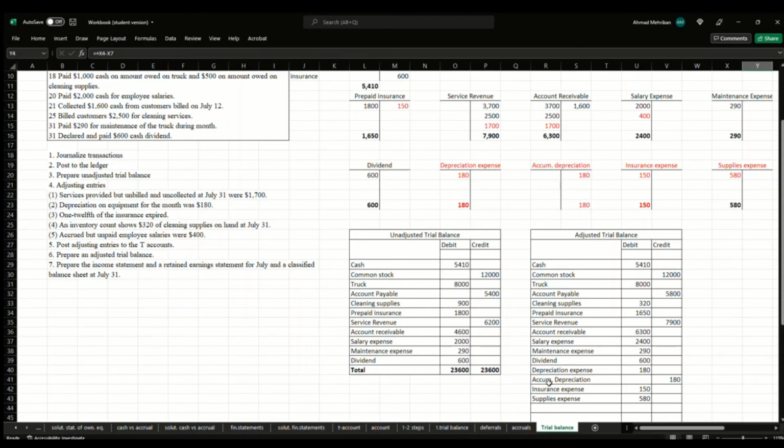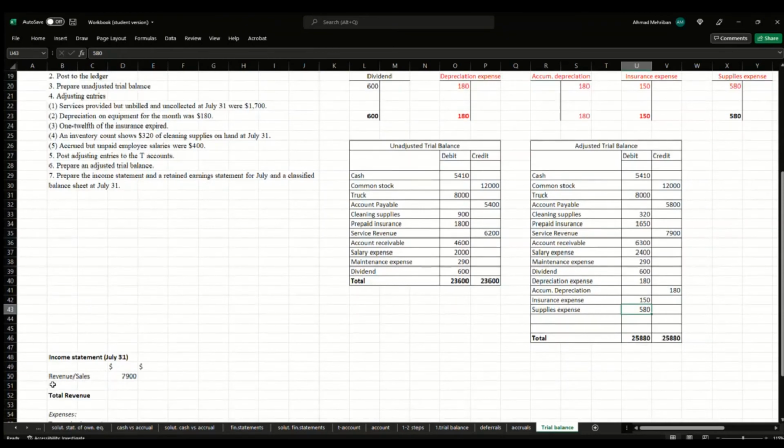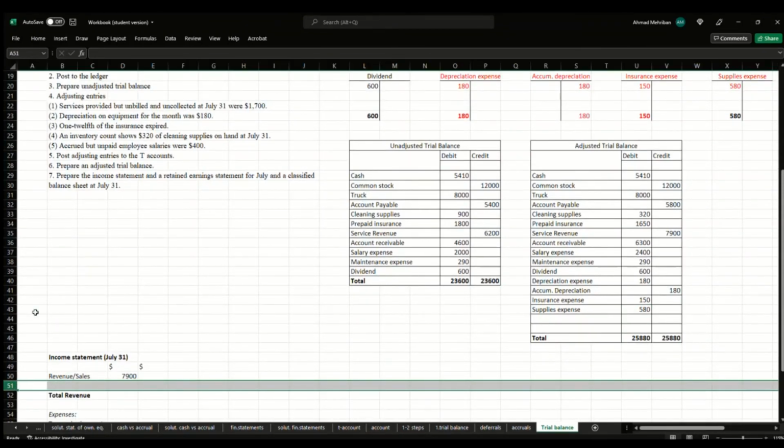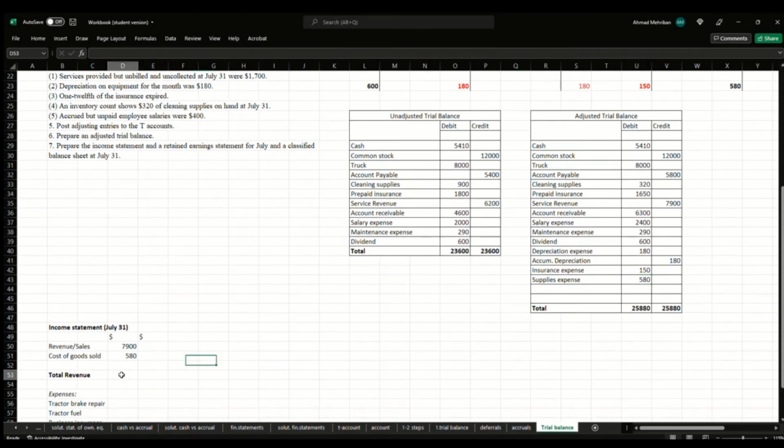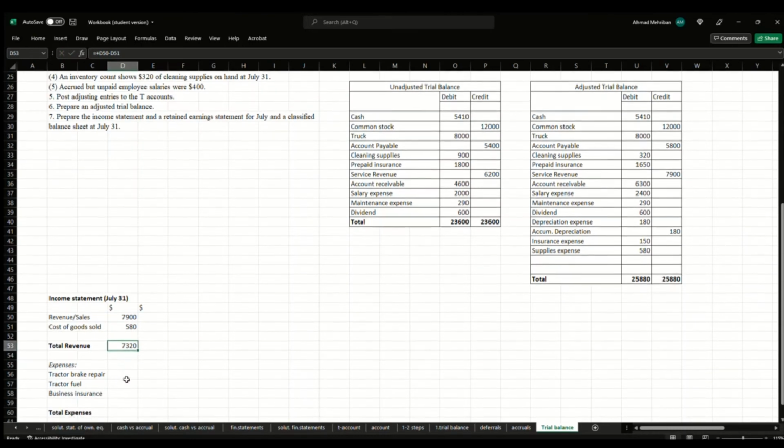580. Yes, what is it? Supplies expense. Here it is, 580. I have to recognize it in this line here. Yeah. So cost of goods sold. To make these sales possible, I have used up cleaning supplies, and they were 580. This is how much I spent this month to make a revenue. Yeah, so my total revenue will amount to 7,900 minus 580, and that's my total revenue.